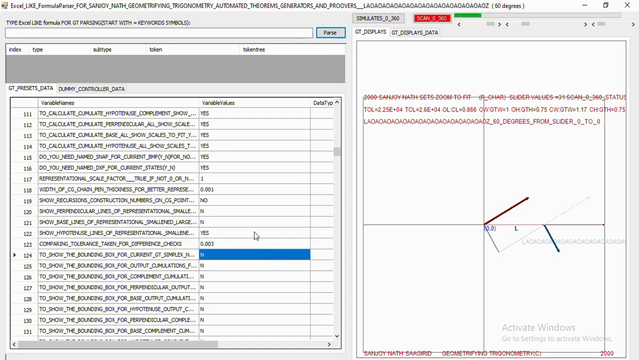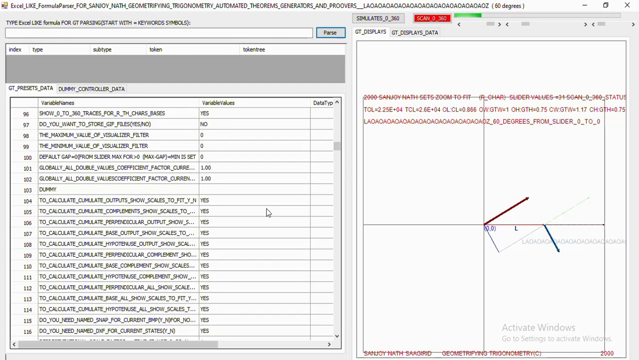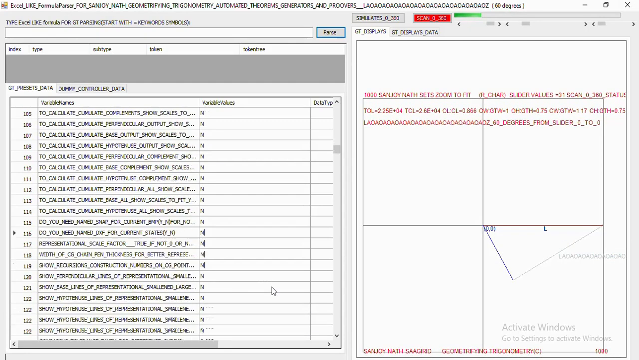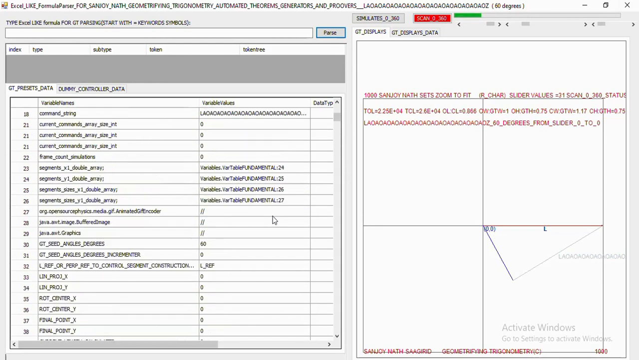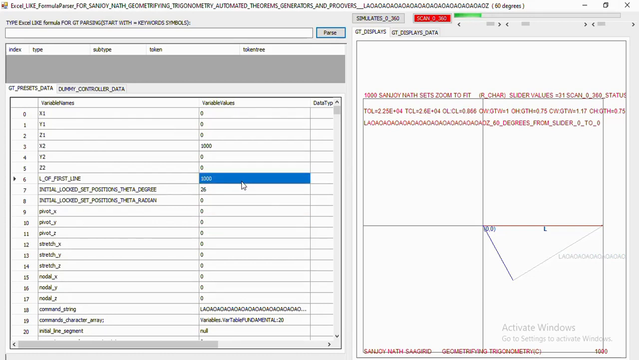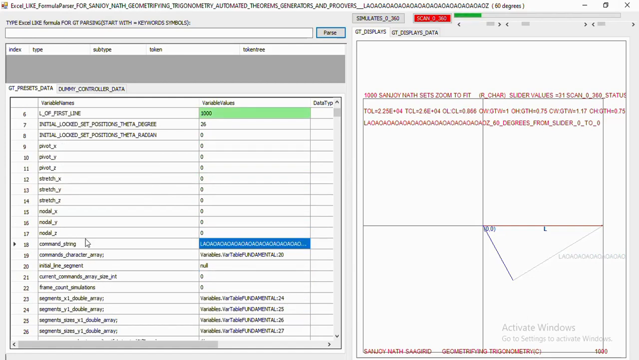Now we will show the lesser jungles so that we can check the Gtsimplexes only. We will not check other behaviors of summation of output line segments. We will talk about those things later on. Now we can talk about these things here. The initial line segment L is the first line segment. Its length is taken as 1000 millimeter here, and this is automatically zoomed and scaled to fit in this way. This is the GT string, that is the command string, the Geometrifying Trigonometry string.